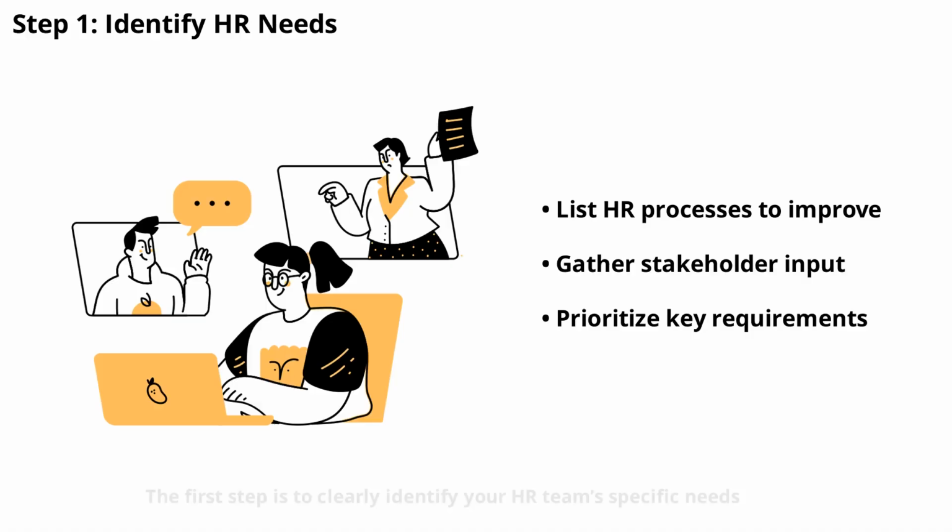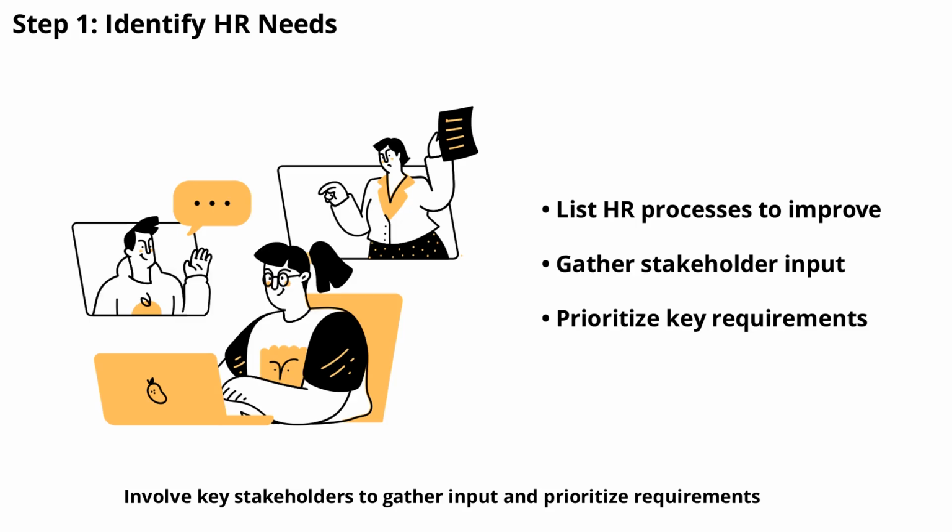The first step is to clearly identify your HR team's specific needs. Start by listing the processes you want to improve or automate, such as recruitment tracking, onboarding, leave management, or performance reviews. Involve key stakeholders to gather input and prioritize requirements. This clarity will guide your platform search and ensure you focus on solutions that truly address your pain points.